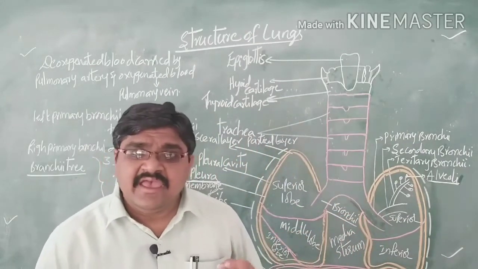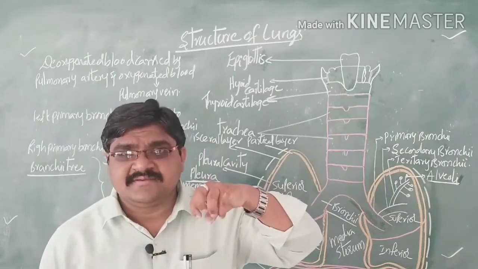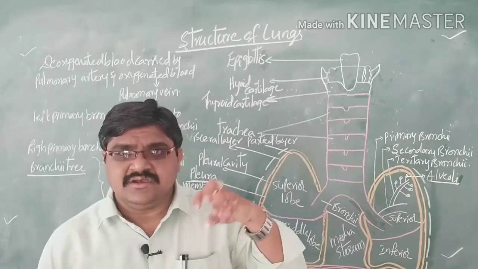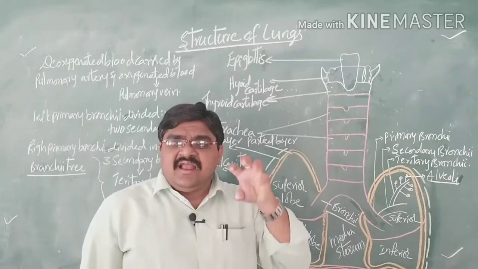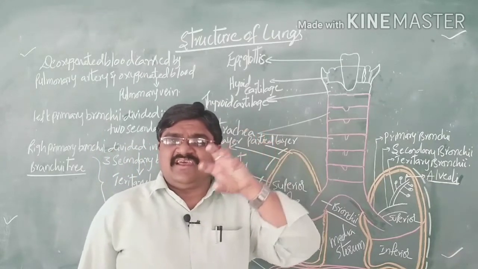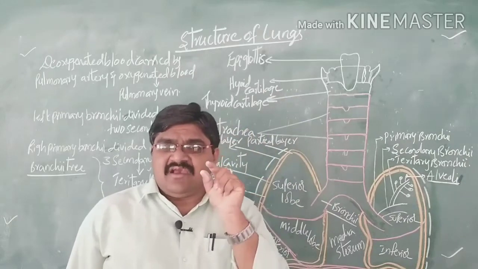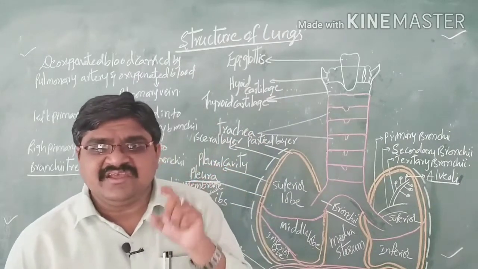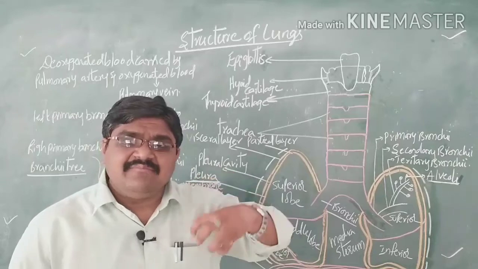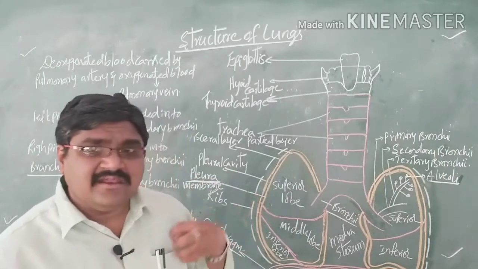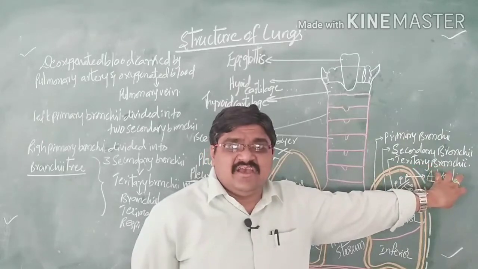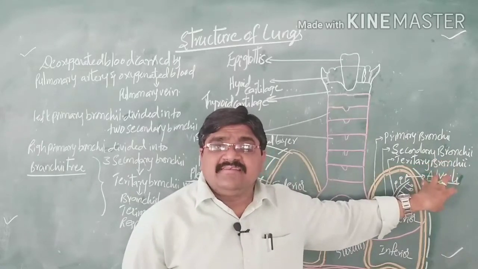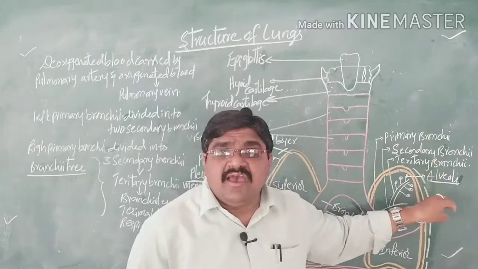The best example is a bunch of grapes. In grapes, the attachment goes from primary to secondary to tertiary, and the tertiary ends in a bulb-like structure. Likewise, the terminal bronchi have sac-like structures present, and they are called the alveoli.